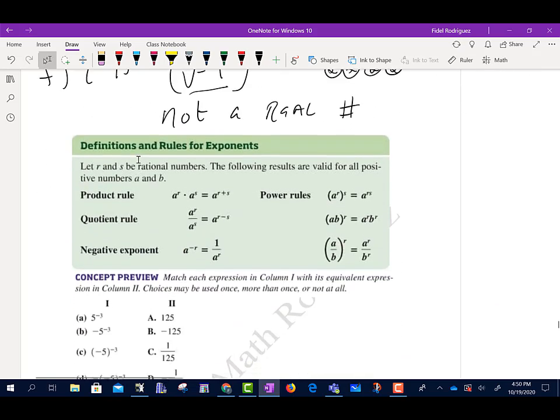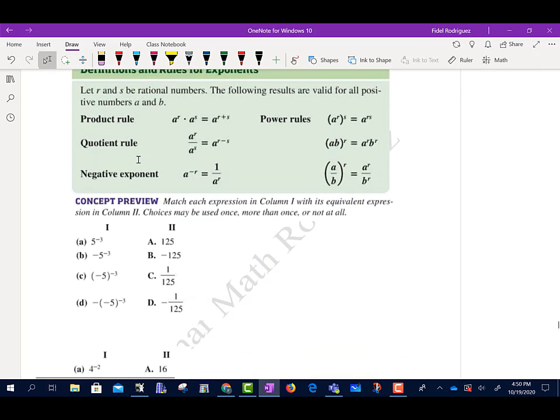All right. So let me scroll down a little bit more. And we just have a couple of rules for exponents. And again, we talked about some of this stuff before. When you multiply, you add the exponents. When you divide, you subtract the exponents. If we have a negative exponent, we just wrote it as 1 over. And then there's some power rules right here, right?